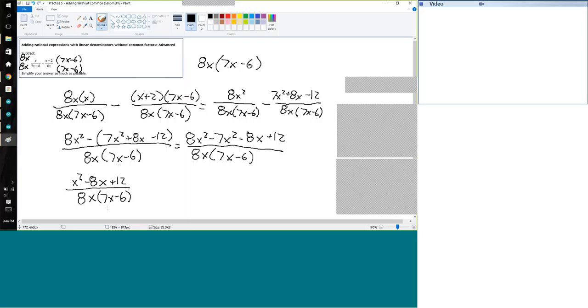So we can leave it just as it is, or we could even distribute that denominator through if we wanted to, or if your teacher wants you to. Always good to make sure you know what kind of form your teacher wants on the test. So 8x times 7x will leave us at 56x squared, and 8x times negative 6 is minus 48x. Any questions?